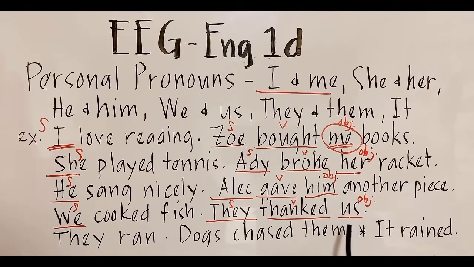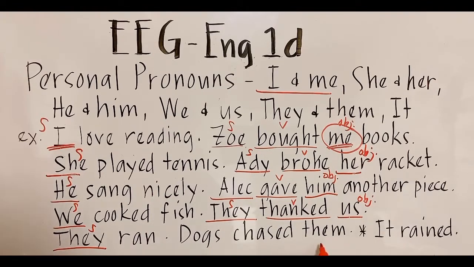Now let's go to they and them. Let's look at the sentences. They ran. Dogs chased them. Now let's go to the first sentence. They here is the subject. It's a subject pronoun. Of course, ran is the verb.